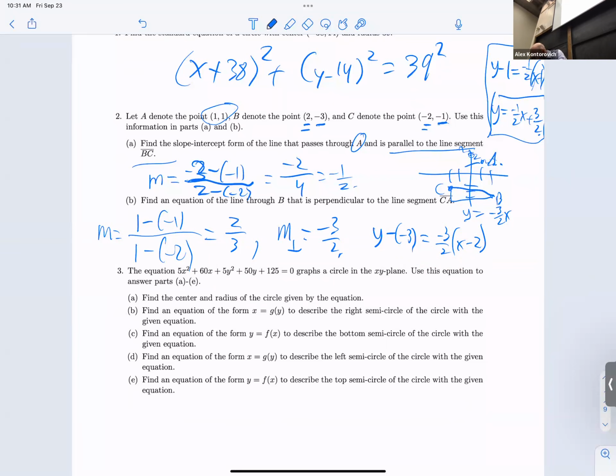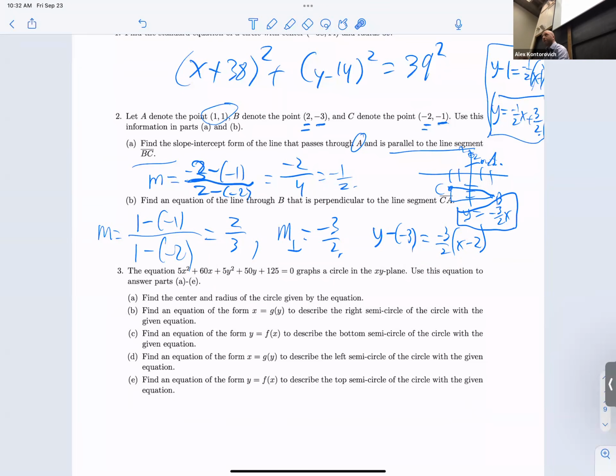Yeah, that's what I'm getting too. So this is the final answer: y equals negative 3/2 x. And does that make sense? If I am perpendicular to here and I'm passing through B, yeah, that kind of makes sense for that to cross through 0. Okay.